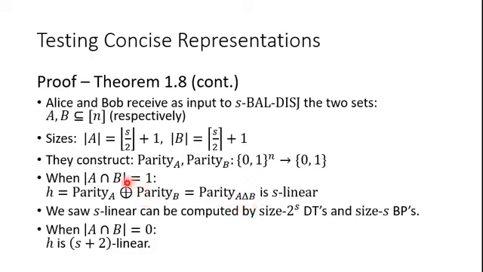So in this case, if the intersection is 1, we just get that it is S-linear. This is because of the sizes that they got. And we saw that S-linear can be computed by size 2 to the S decision trees and size S branching programs. Now, what happens when the intersection is empty? In this case, we've also seen this in the past. H is S plus 2 linear, very simple directly because of the sizes that they have and the fact that they don't intersect on any item, any index.